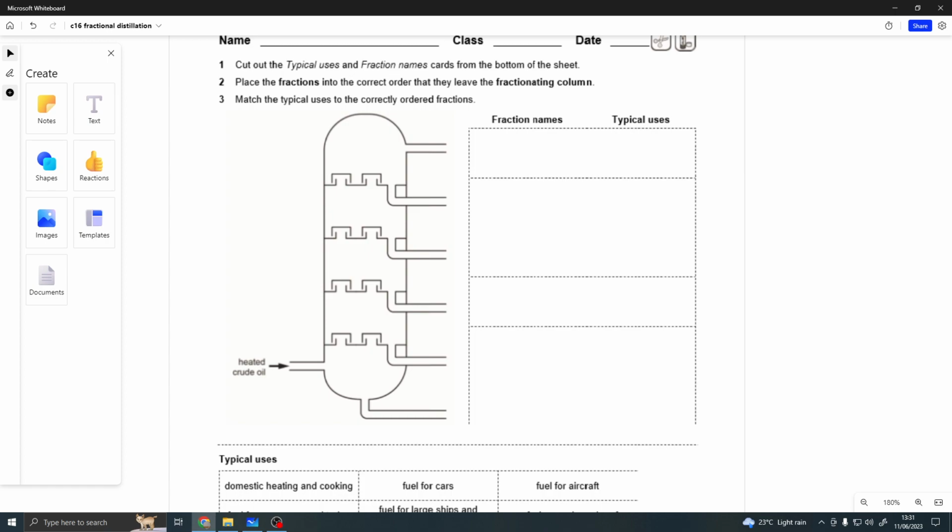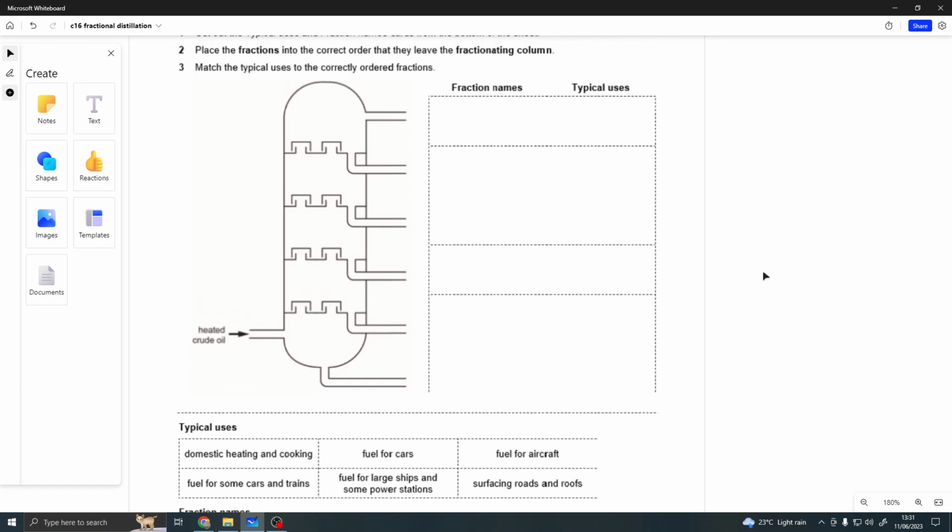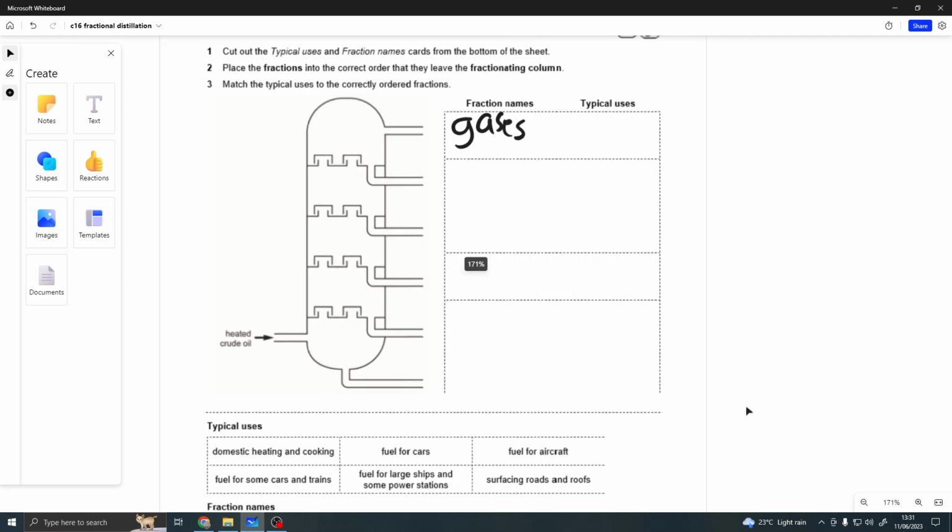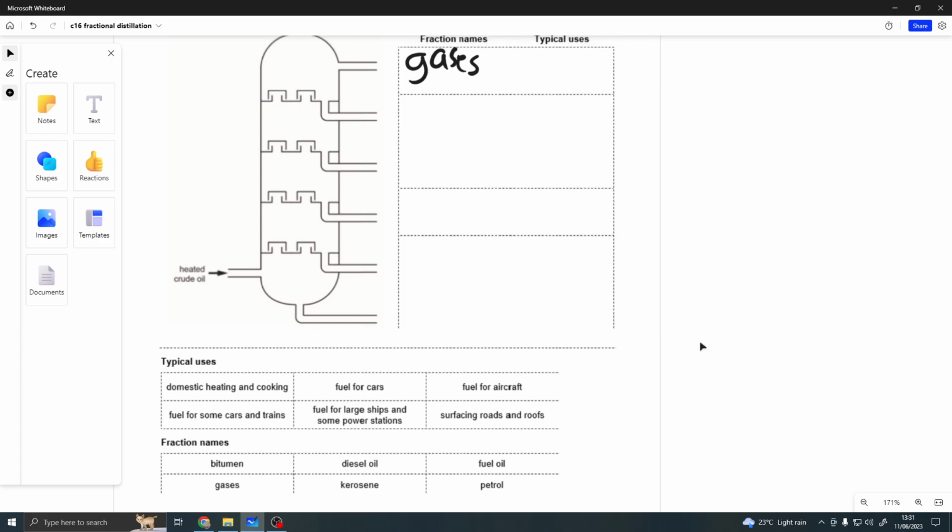What we are going to do is just fill it in with the information that we have. So we have to put these in order. Which ones do we have? We have gases. Gases are at the top. I'm going to zoom out a bit so I can get them all in there. Okay, so we then have petrol next.